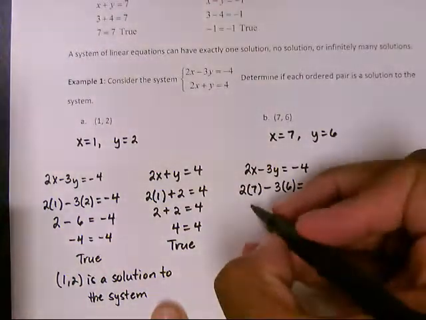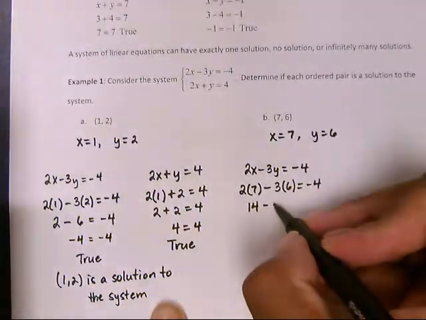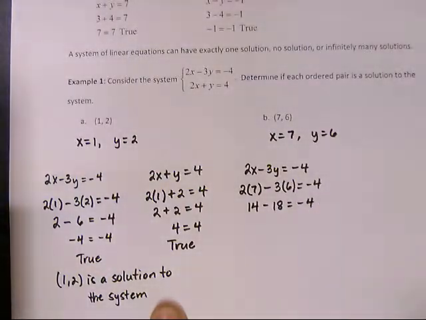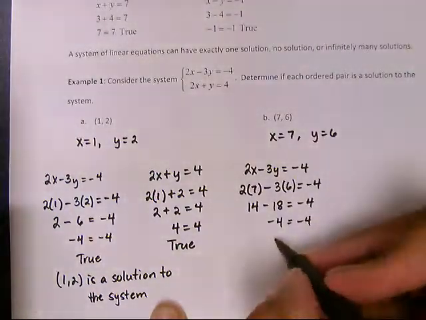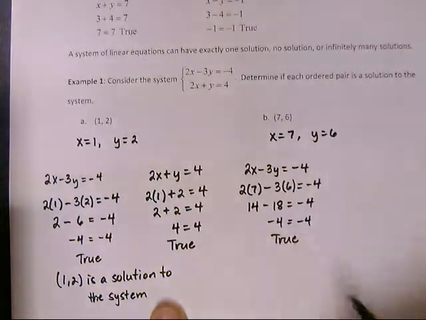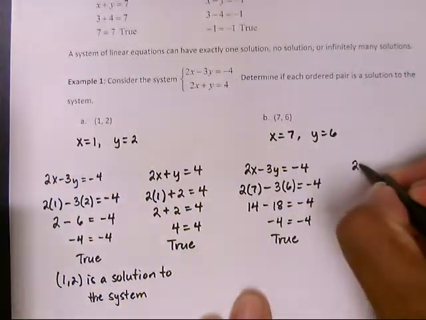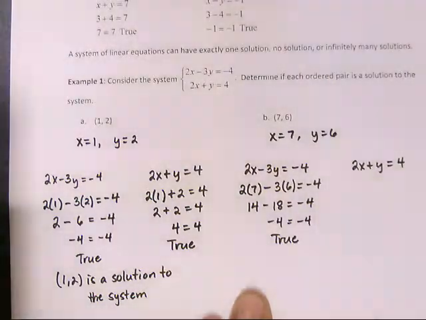Now 2 times 7 is 14, minus 3 times 6 is 18, and that should equal negative 4. If we do 14 minus 18, we would get negative 4, and that's a true statement here. But we also have to check the second equation, 2x plus y equal to 4. For it to be a solution, the ordered pair must satisfy both equations.